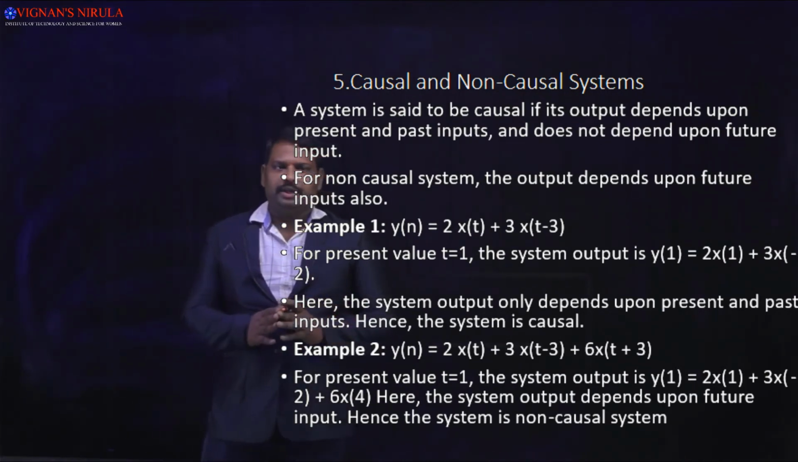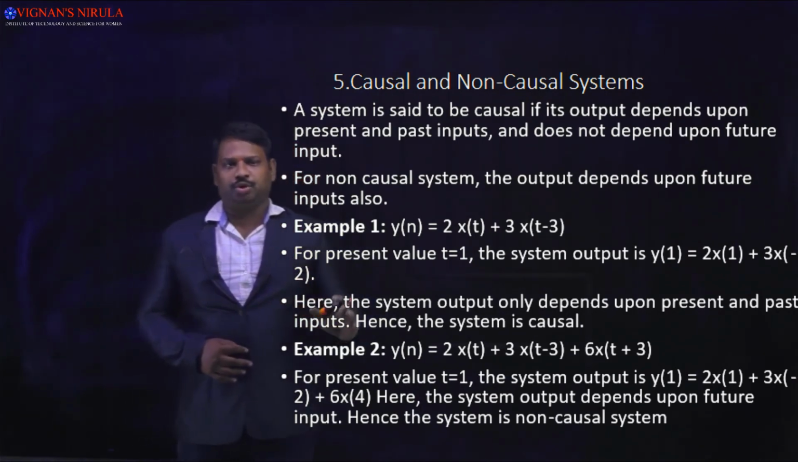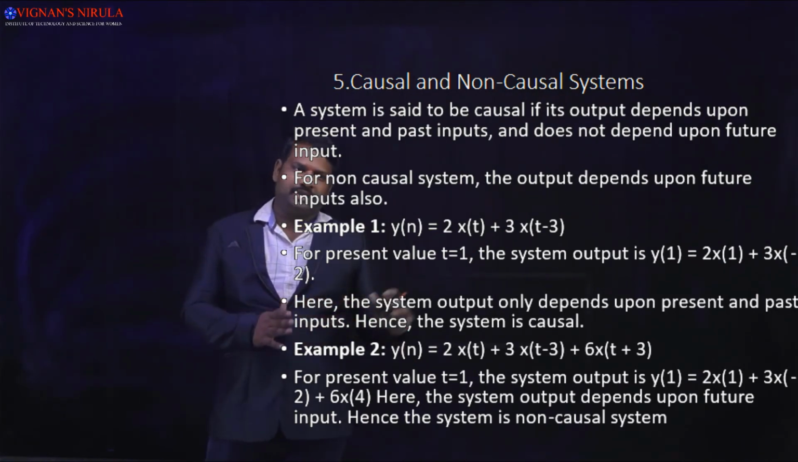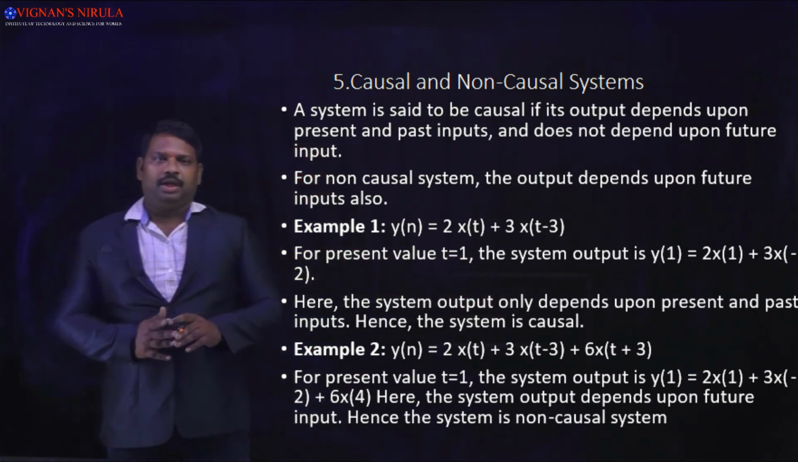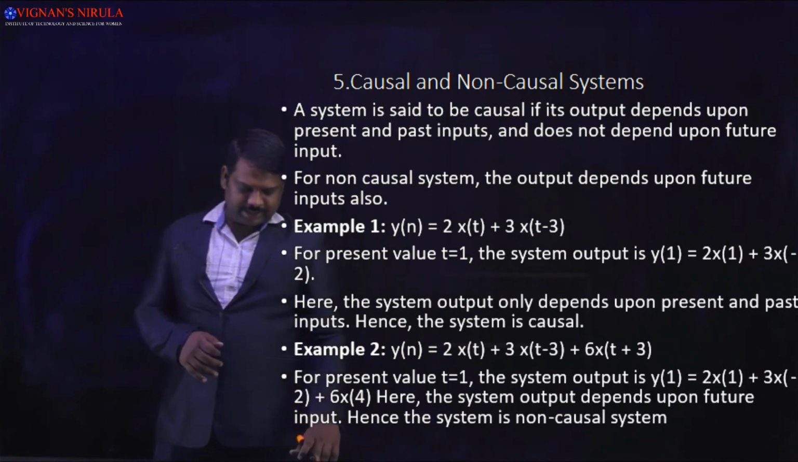On the whole, when it depends upon the present and past values of the input, it's called a causal system. When it depends upon the present, past and future values, it's called a non-causal system. That is the classification of the causal and non-causal systems.